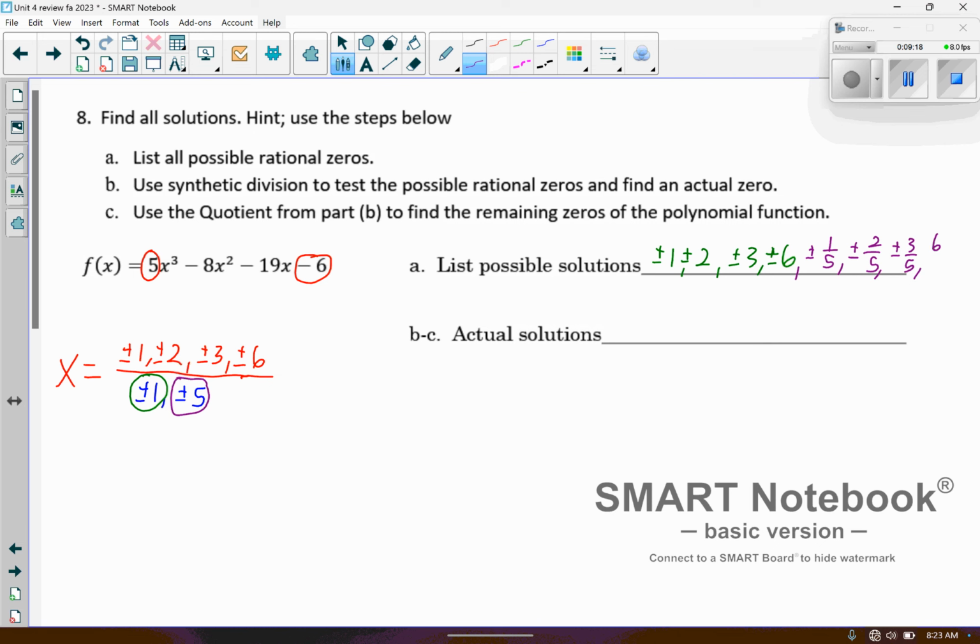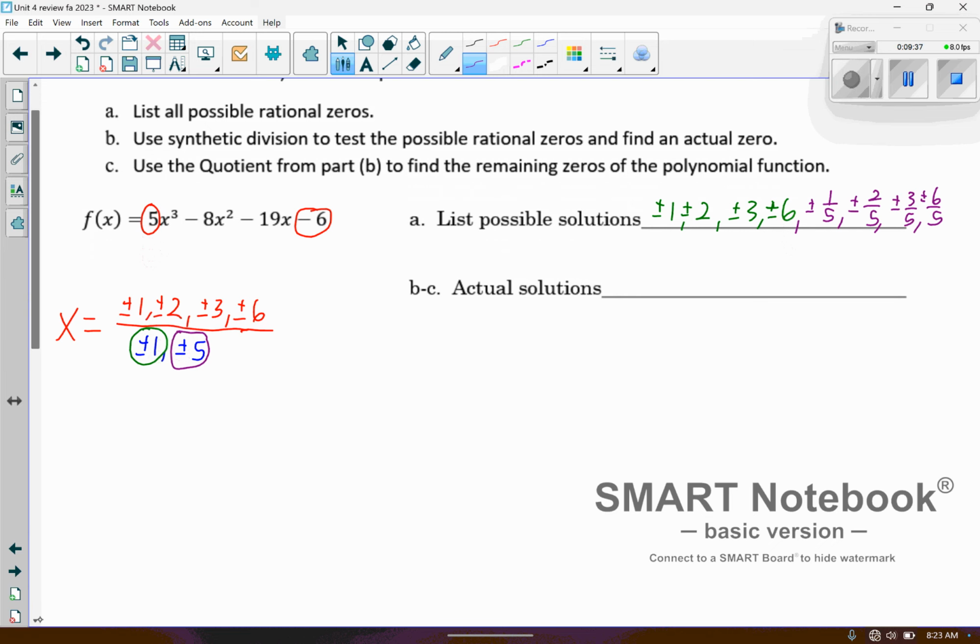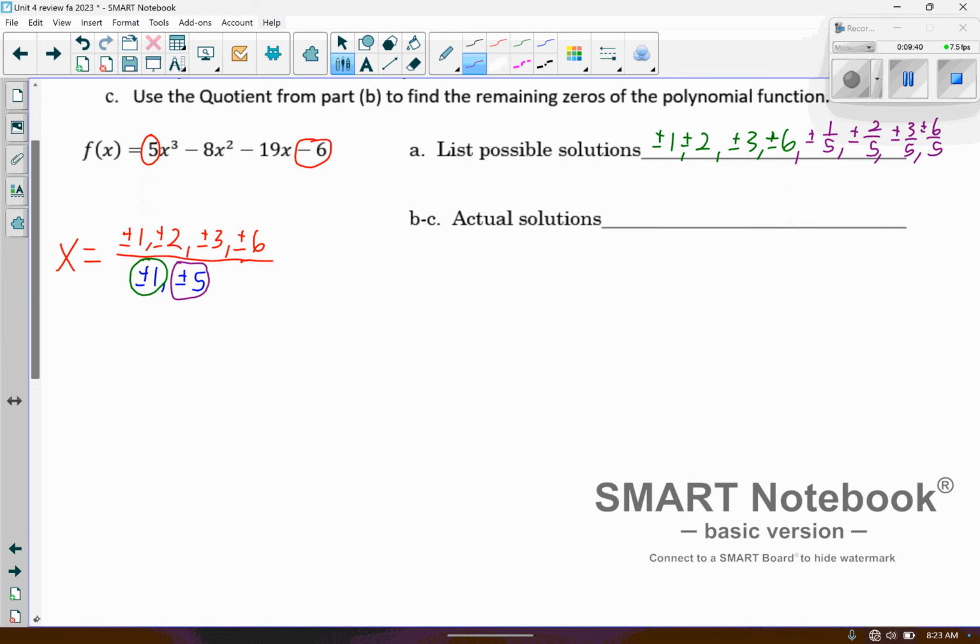Now, these fractions, some of them might work, but those wouldn't be the first ones I'd like to try, because that would be probably pretty messy. So I'm going to start with 1 and -1 and so on. And once I find one, I should be able to use factoring methods to find the others. So let's see. Give myself a little bit more room.